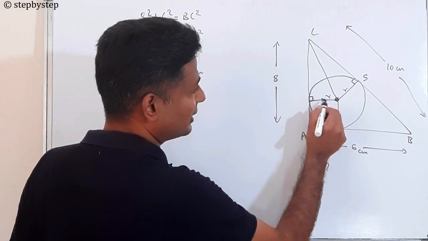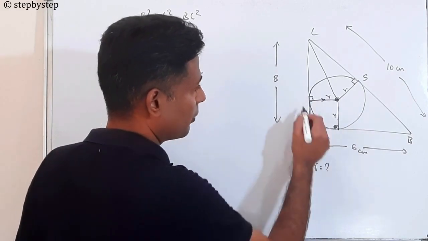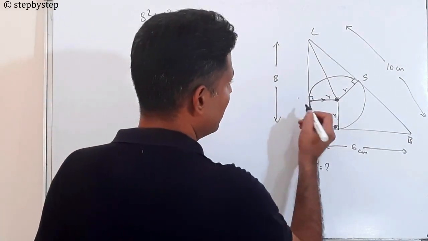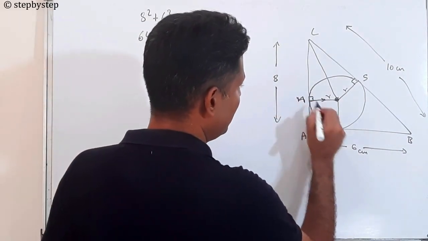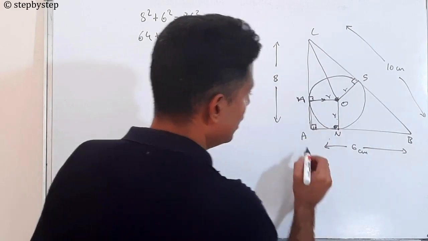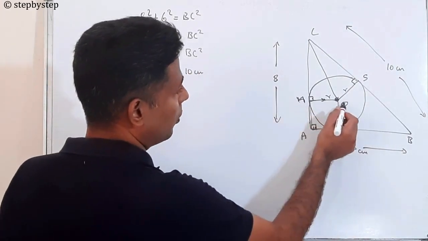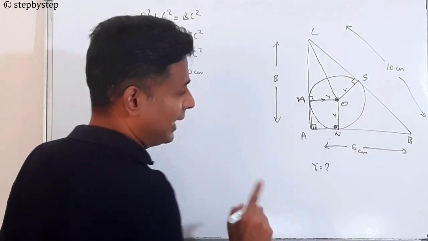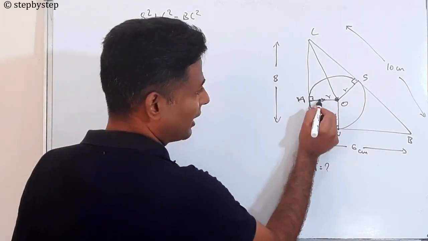So we now have a parallelogram. What have they marked this as? Okay, they have not marked it as anything. We can just mark it as M and N, and this as O. So what do we have? AMON is a parallelogram. Now since it's a parallelogram, what does that mean?